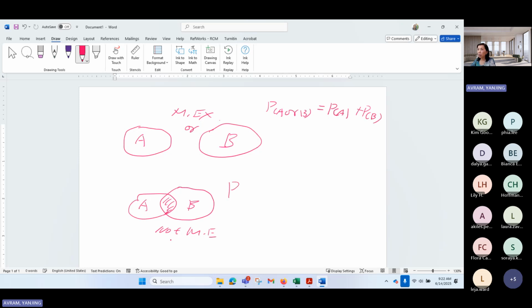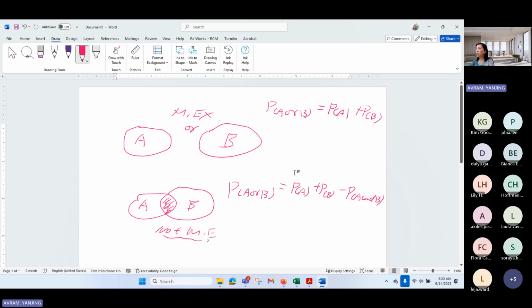But if this one is not mutually exclusive, your probability of A or B, if you add all the A and B together, you add the middle part twice. You add this middle part twice. So you have to minus this middle part, A and B, once. Okay, so that is not mutually exclusive.